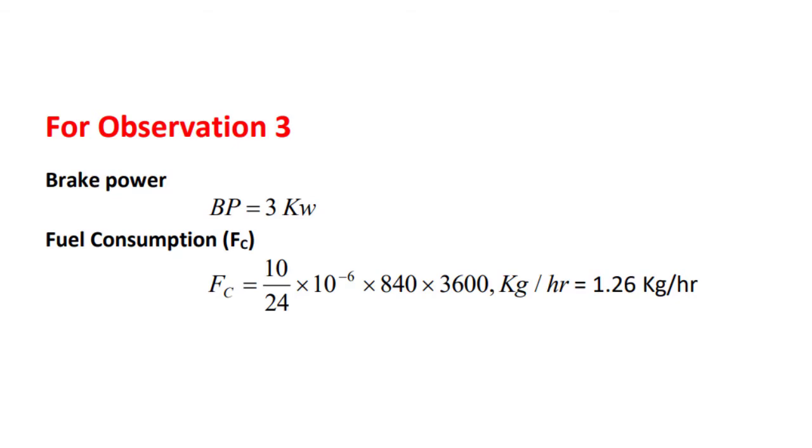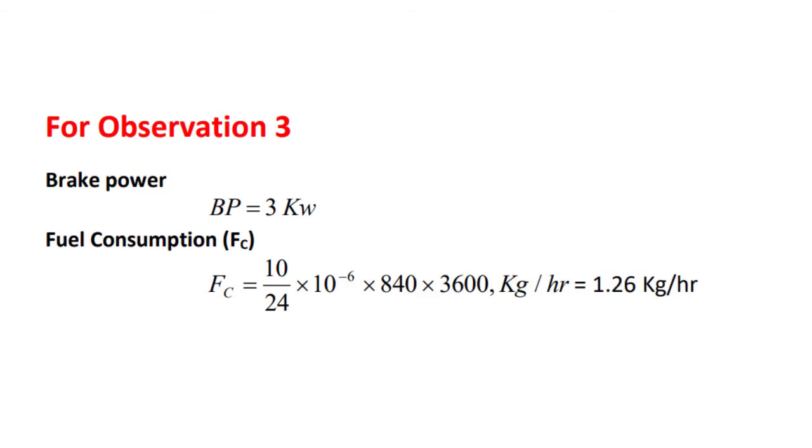Thereafter, let's take observation number 3. So brake power is 3 kilowatt, and in the same way we will get the fuel consumption from the formula, that is 1.26. Here you can see we are spending 24 seconds for the 10 ml fuel consumption, so we will get 1.26 kg per hour. Okay, we will plot the same points on a graph.